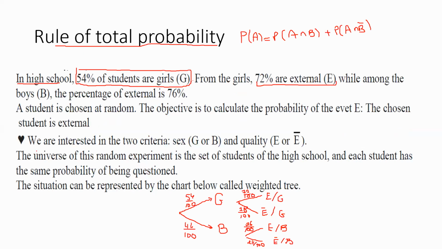The question is, we are interested in two criteria: sex, girl or boy, and quality, internal or not internal. The universe of this random experiment is the set of students of a high school, and each student has the same probability of being questioned. The situation can be represented below by the weighted tree.